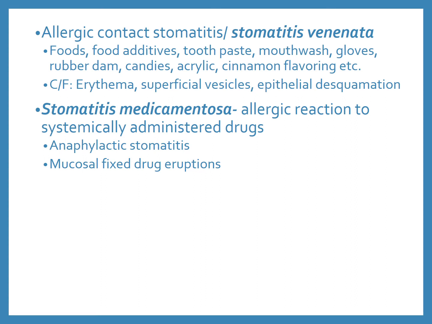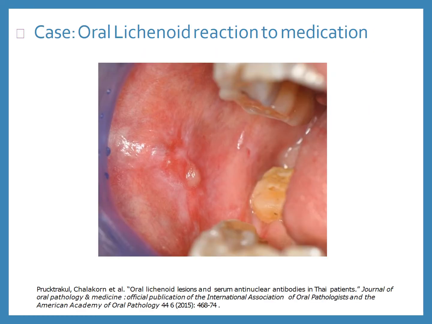On the other hand, stomatitis medicamentosa is an allergic reaction to systemically administered drugs. This could be in the form of anaphylactic stomatitis or mucosal fixed drug eruptions. This is an example of an oral lichenoid reaction to medication. So the patient is probably swallowing or systemically taking some medication which is not suiting the person and develops allergic manifestations in the oral cavity in the form of a lichenoid lesion, and hence this is called an oral lichenoid reaction. And this is not a contact reaction but a general oral lichenoid reaction.